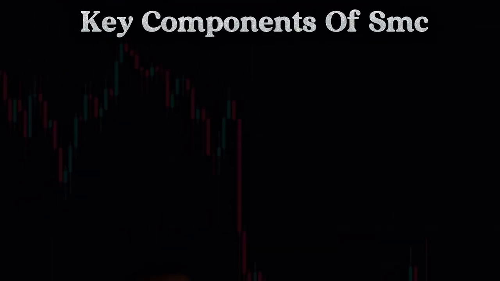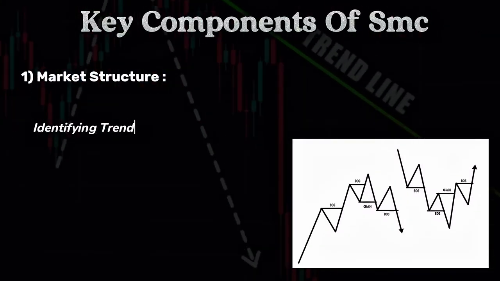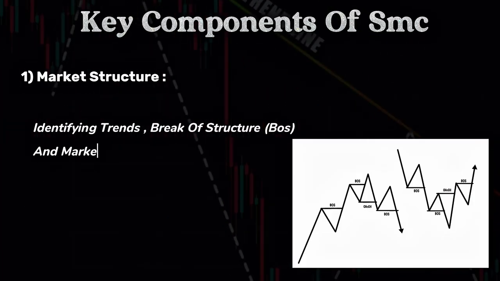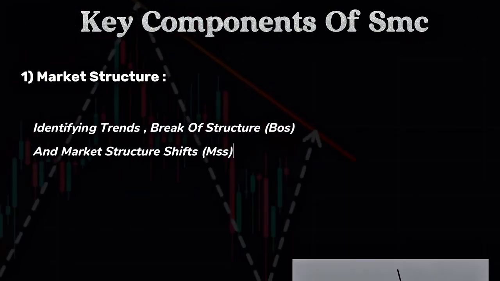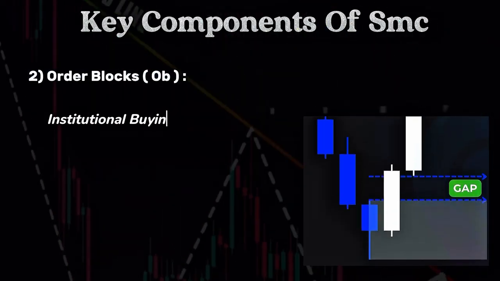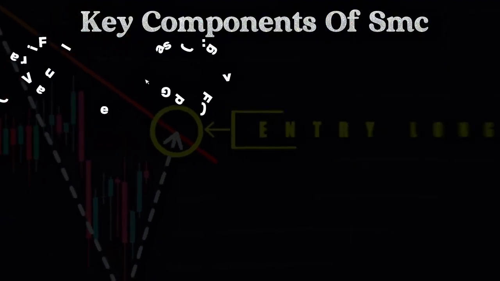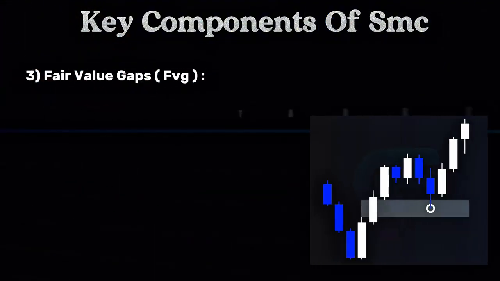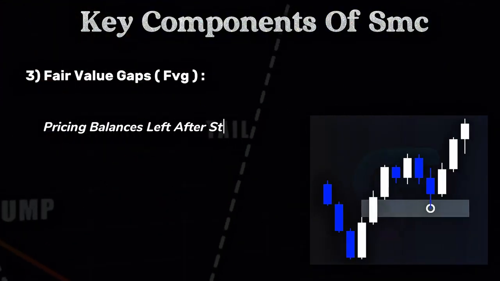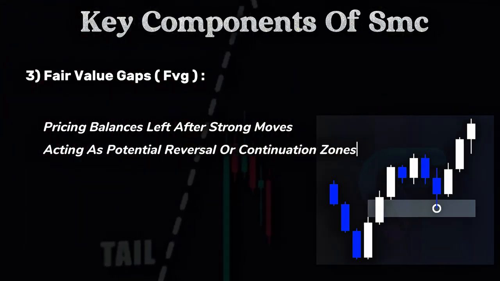Key components of SMC. 1. Market structure. Identifying trends, break of structure BOS, and market structure shifts MSS. 2. Order blocks, OB. Institutional buying or selling zones where price often reacts. 3. Fair value gaps, FVG. Price imbalances left after strong moves, acting as potential reversal or continuation zones.